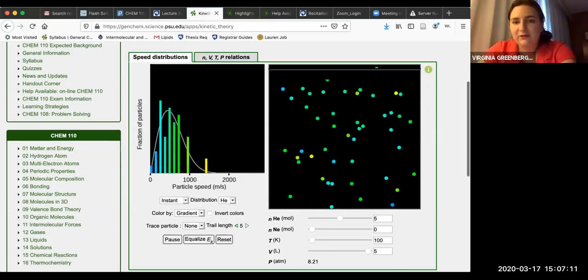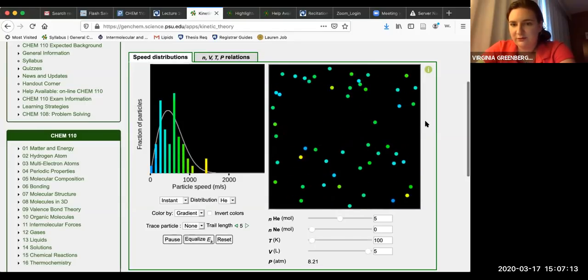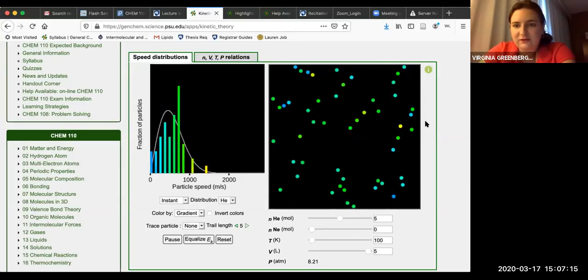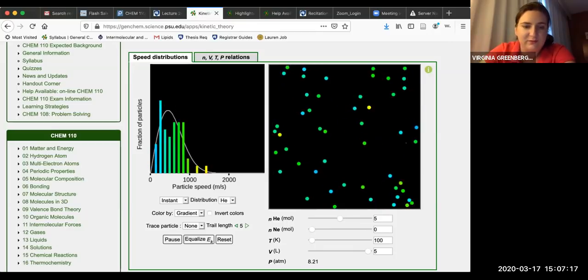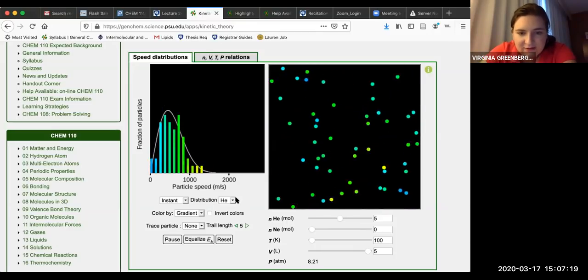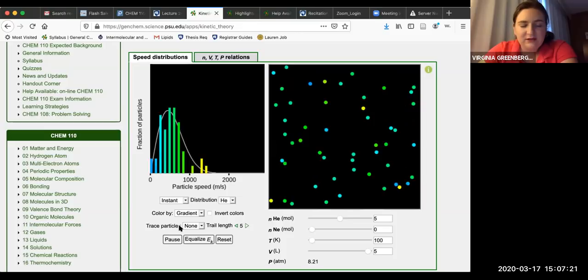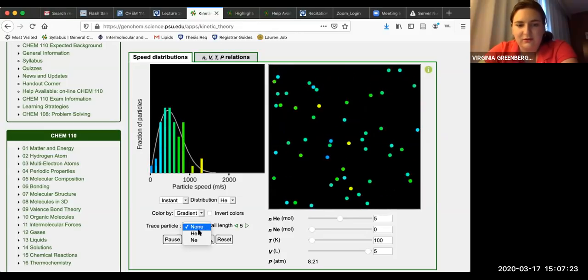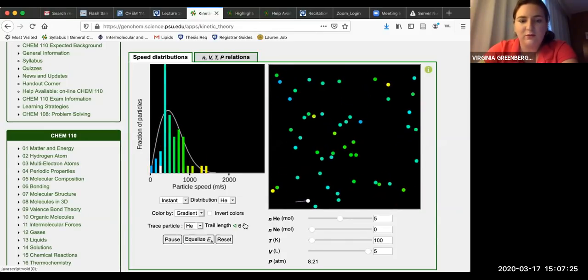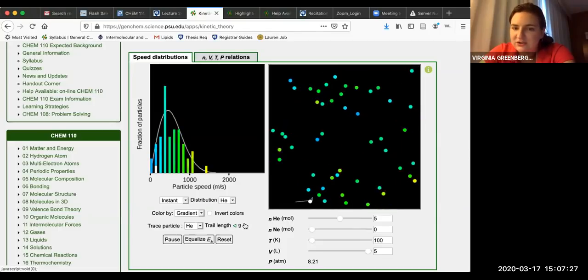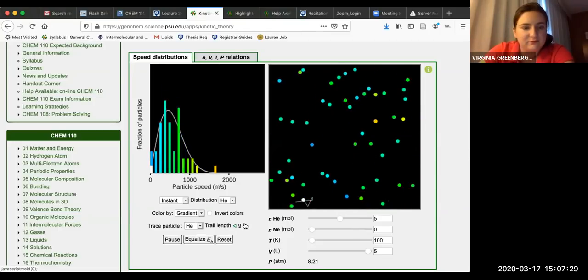And then on the right, we have our box of different molecules, and they're just bouncing around. You can watch them collide. You can see how they change speeds and directions. And if you'd like to, you can trace the particle and sort of follow one around as it bounces and changes directions randomly.